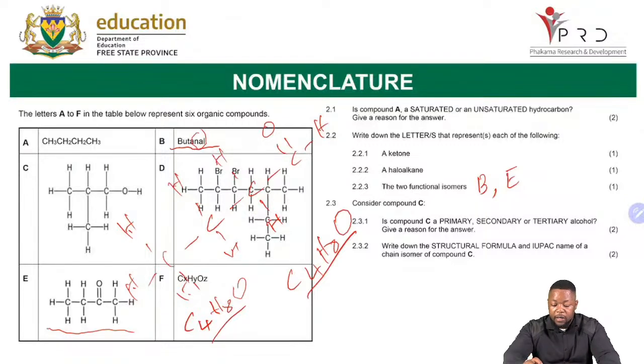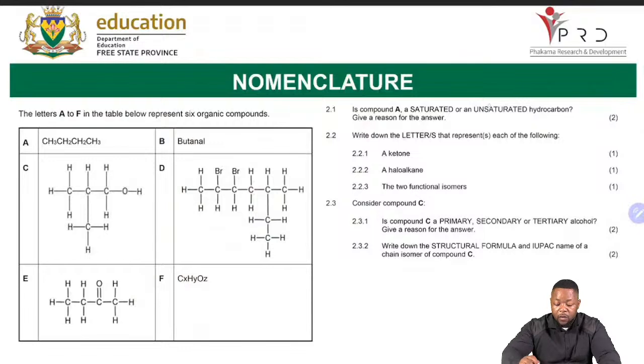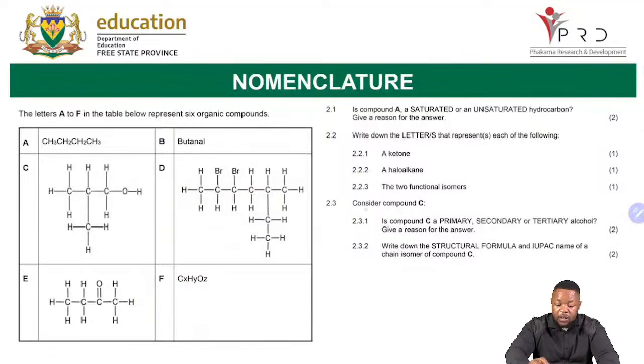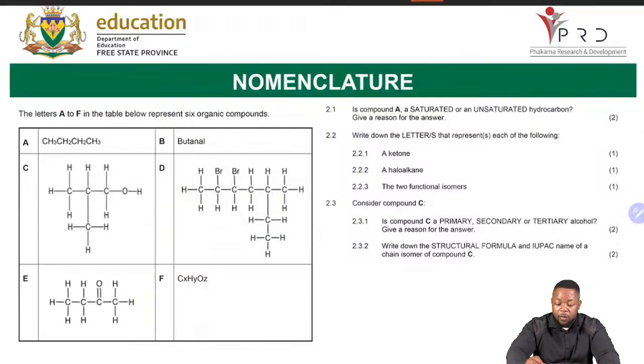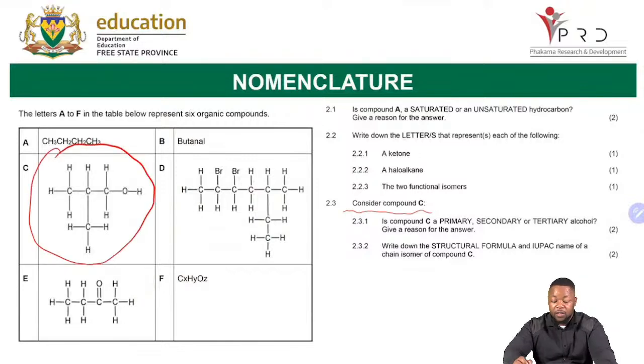Okay, we carry on with our question. We're now considering compound C. Where is compound C? Here is our compound C. The question says consider compound C. Now, 2.3.1 says, is compound C a primary, secondary, or tertiary alcohol?